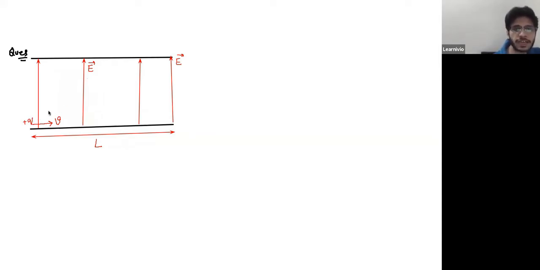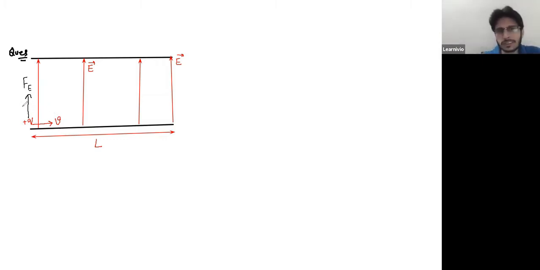Padma, the field is not along the x-axis. The field is along the y-axis. So the force that it will experience will be along the field, that is the y-axis. See here, the initial velocity of the particle is along the x-axis, but the force that this particle experiences is along the y-axis.